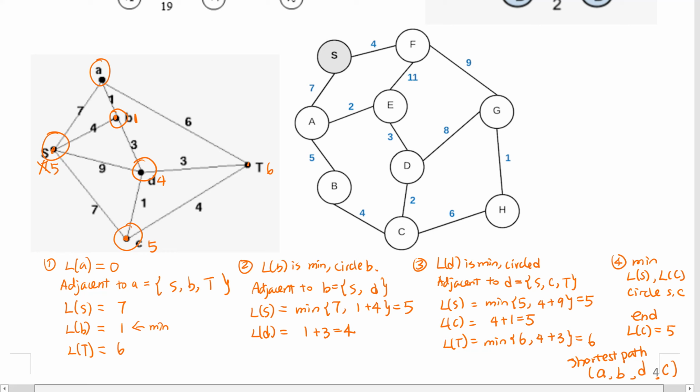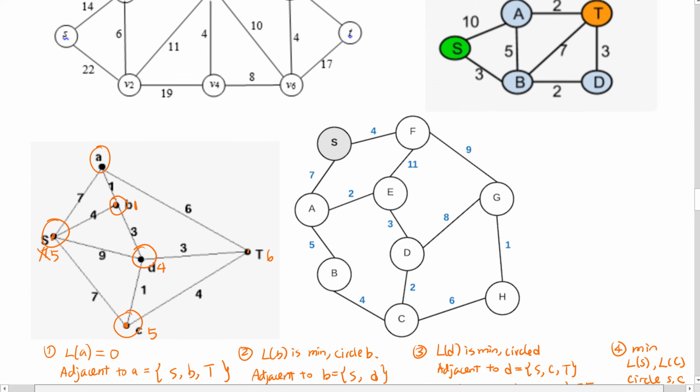So that's it for this example. Do you want to do more examples?